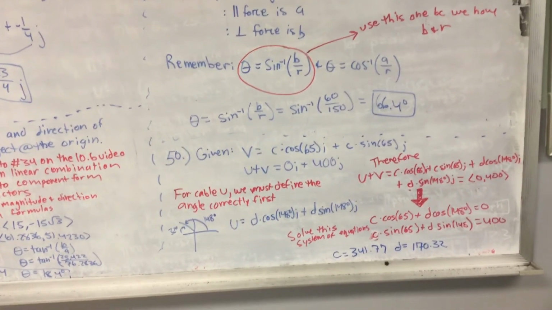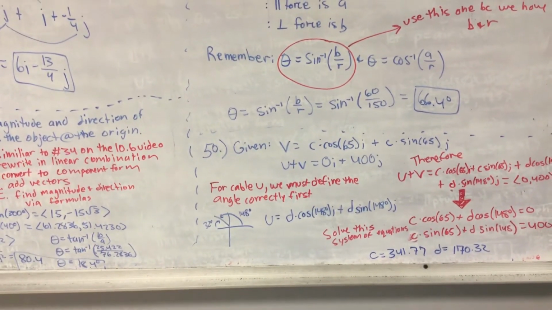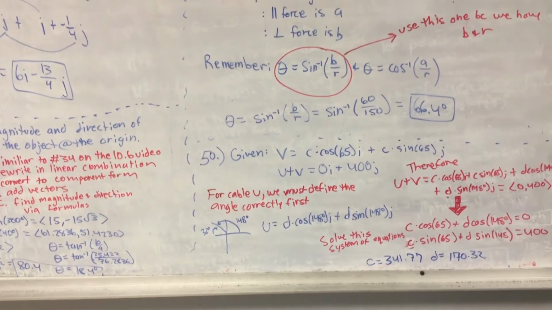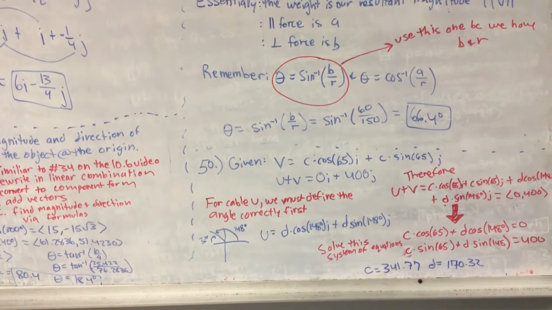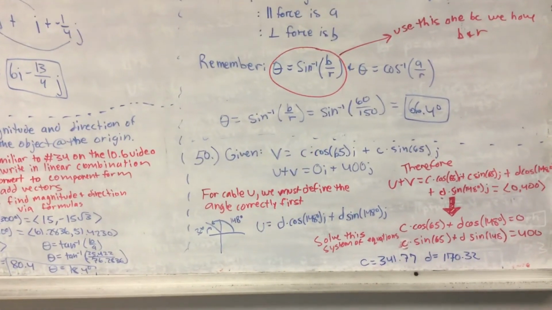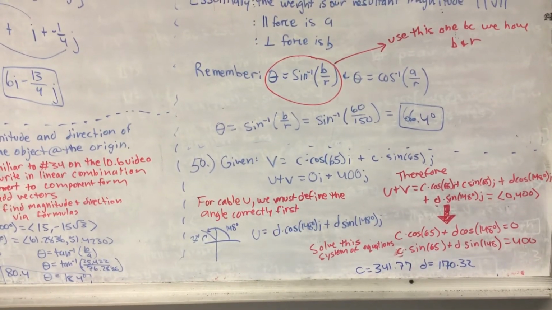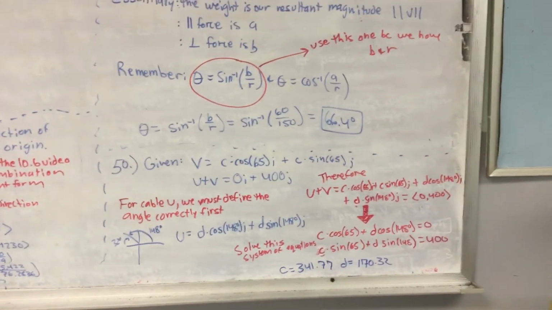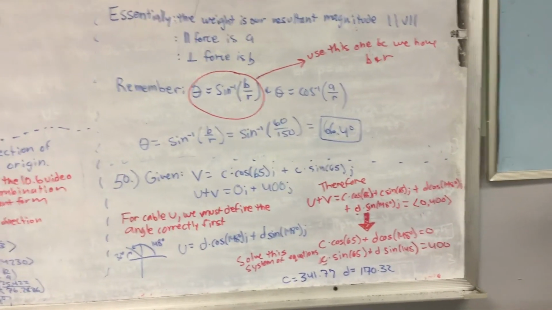We can set up a similar equation for u, but we need to take into account that the u angle is being measured clockwise and we measure angles counterclockwise. So measured counterclockwise, that angle would be 148 degrees. So u will be d, it could be any letter here. We just chose d times the cosine of 148 i plus d times the sine of 148 j. So our u plus v will just literally be adding everything together, and we also know that equals 0, 400.